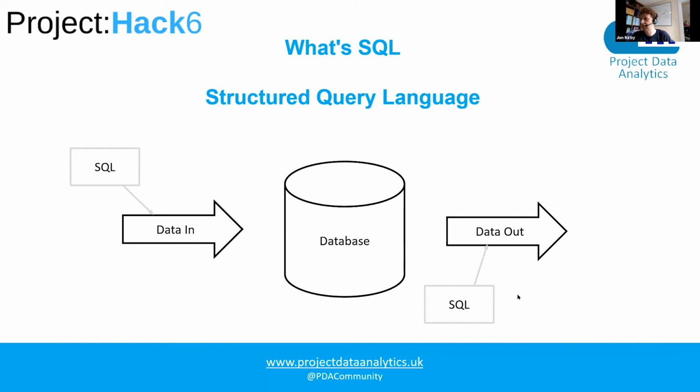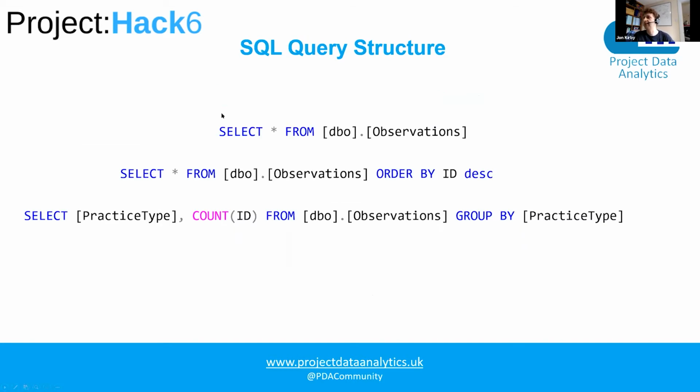So that's what it is and where it's used. Right, so what does it look like? If we start at the top, in terms of how a SQL query is structured, you can almost read it in English. So you can say, okay, I want to select, and this star means everything. So select everything from, and then here's the table. And that will return everything from that table.